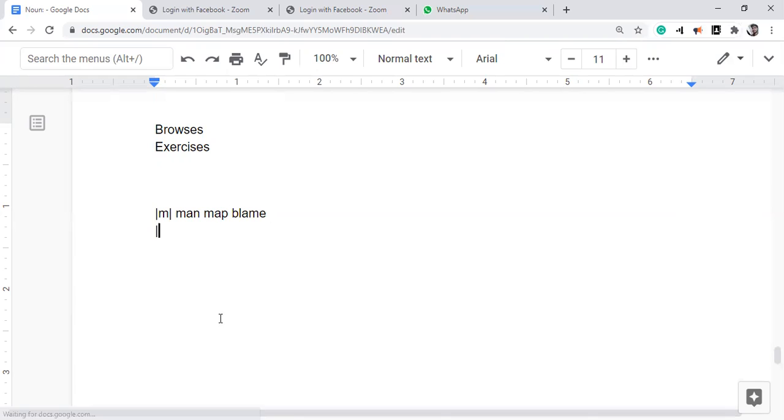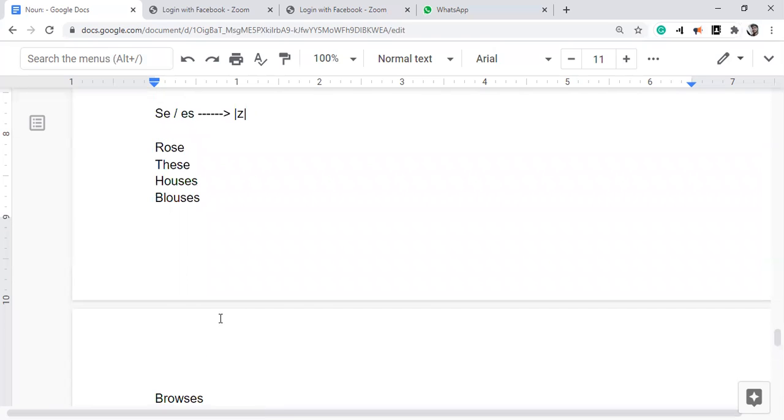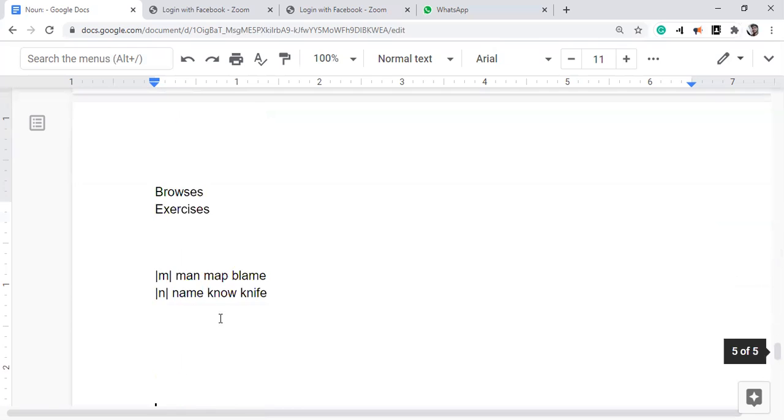Great. Next sound is the N sound. The N sound is also very important, a very simple sound. For example, name, no, knife. Understood? Simple sound: name, no, knife. Repeat the sound. Great. Once again, repeat three times: name, no, knife. Great.